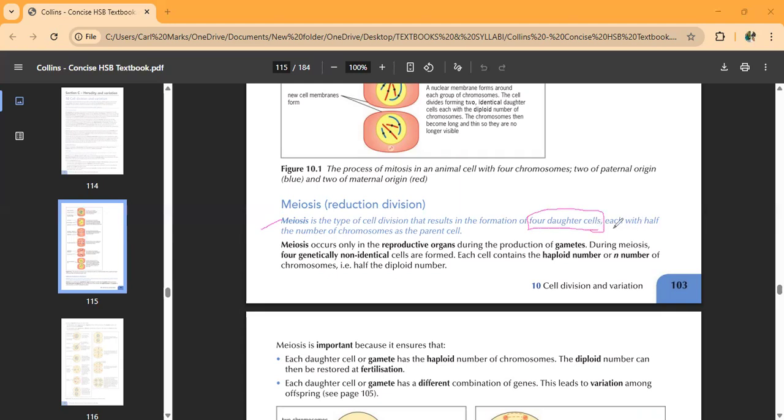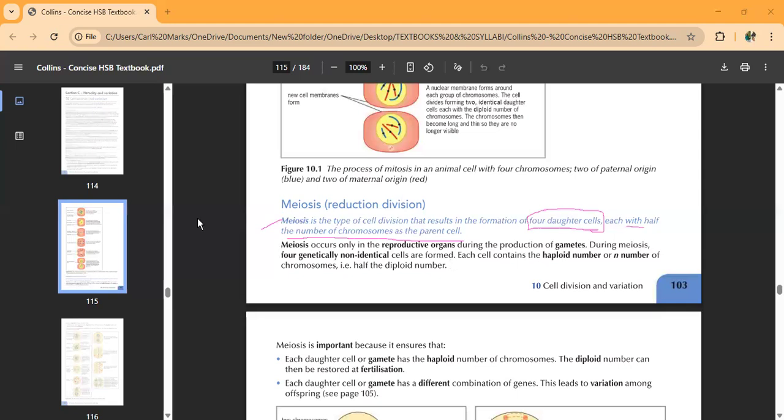In meiosis, each will have half. This is called haploid number of chromosomes. Half the number of chromosomes as the parent cell, right? Now, this type of meiosis cell division only occurs in reproductive organs during the production of gametes. So this would happen in our ovaries when our eggs are being made, and in the testes when sperm are being made. Plants, when you have reproduction, when the production of ovules or pollen grains, same thing, right?